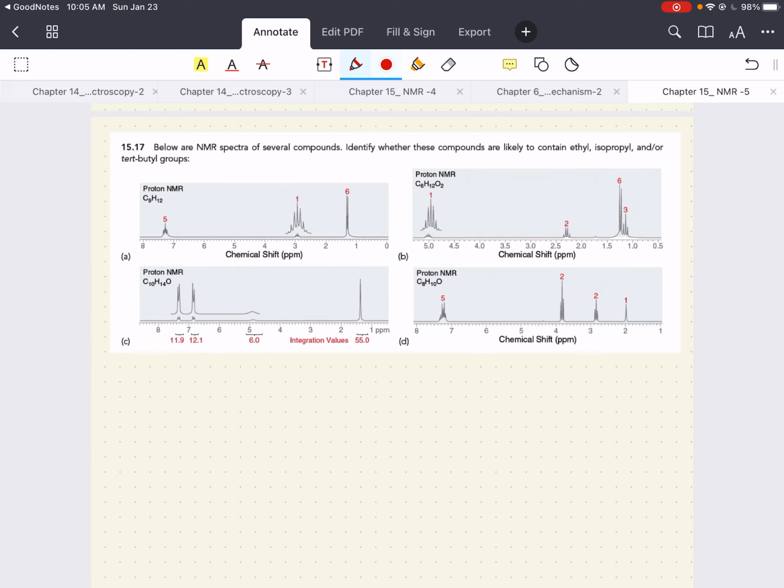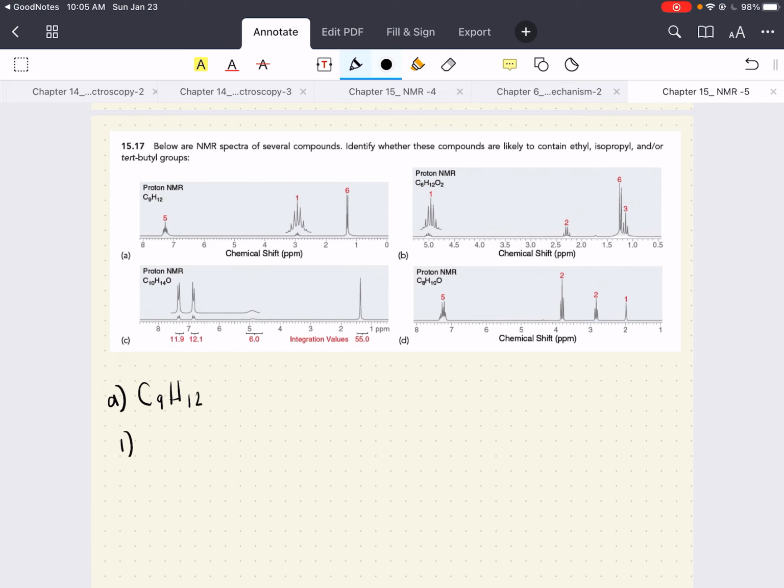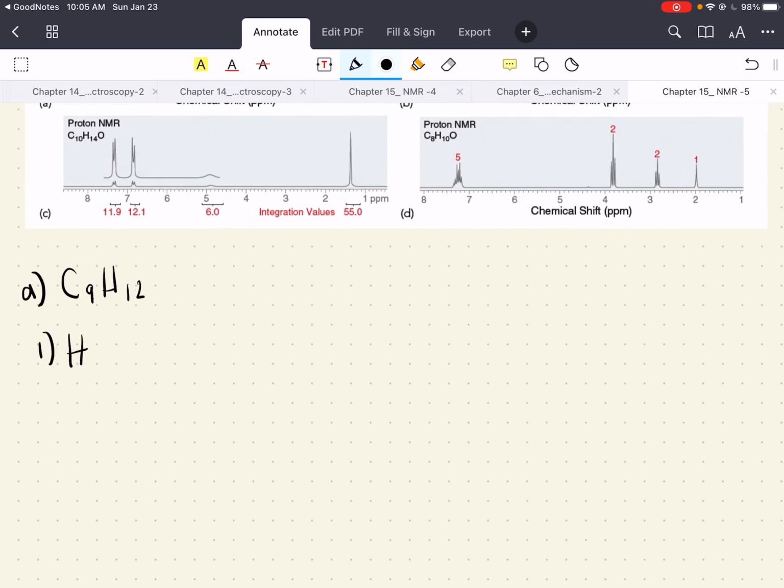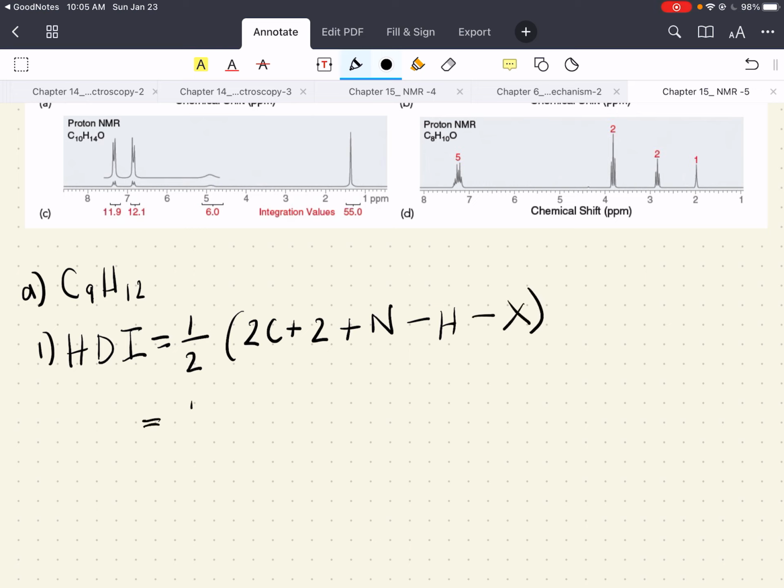We're going to start off here with A. We're going to look at our molecular formula, C9H12. Step 1, guys: we're going to calculate the hydrogen deficiency index. The formula for this is 1/2 times 2C plus 2 plus the number of nitrogens, minus the number of hydrogens, minus the number of halogens. This is going to be pretty easy.